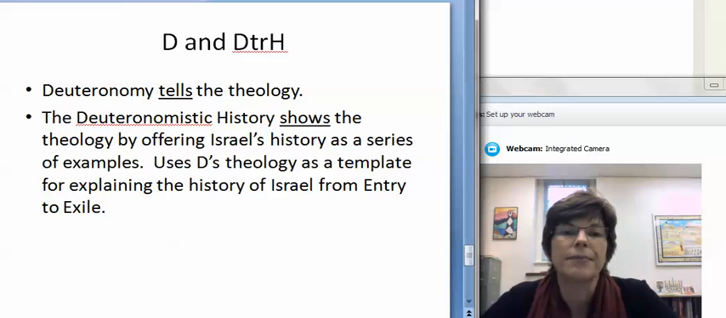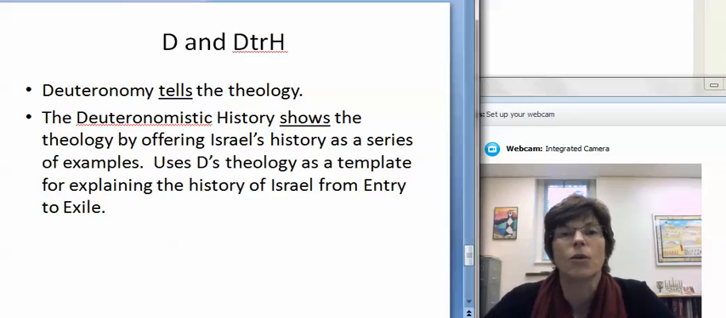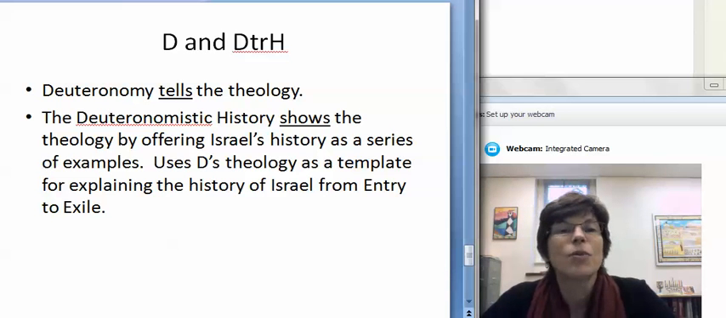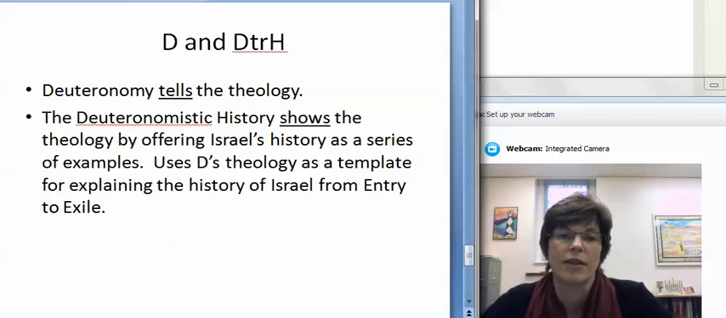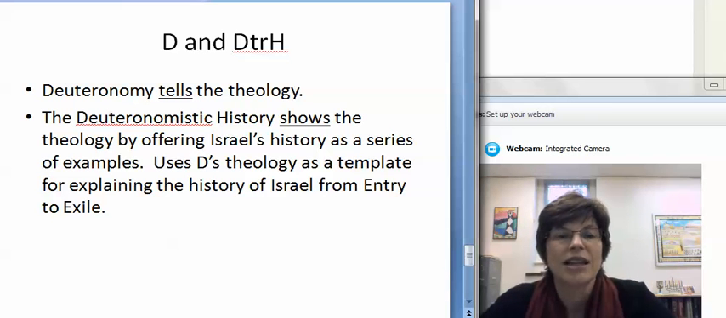I think about it this way, that the book of Deuteronomy tells the theology. It tells us to love Yahweh alone and to worship only in Jerusalem. It tells us what will happen to the Israelites if they fail to worship Yahweh alone and if they do worship Yahweh alone. The books of the Deuteronomistic history, Joshua, Judges, Samuel, and Kings, show that theology by offering Israel's history as a series of examples. That is, these books use Deuteronomy's theology as a template to explain the history of Israel from the time of the entry of the land to the exile.